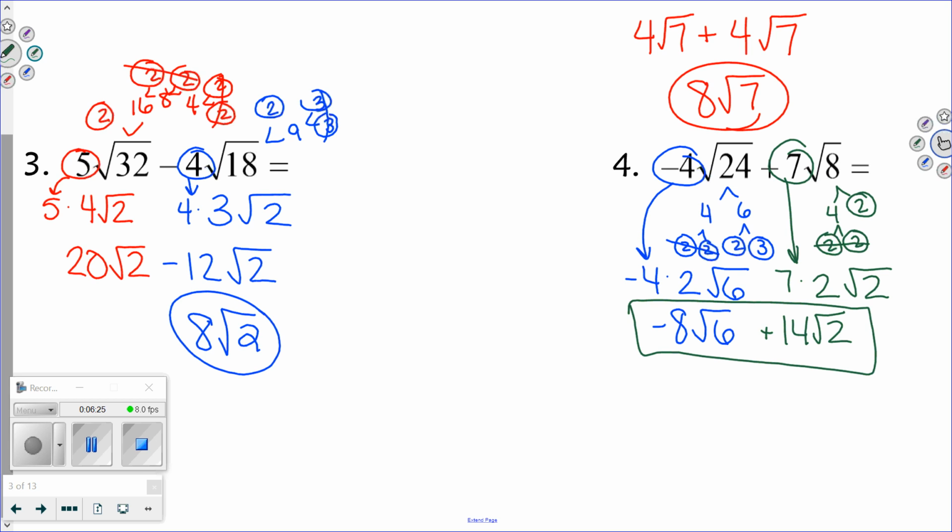All right, so is there any other questions on adding and subtracting radicals? Make sure they're the same, and if they're not, try to simplify them, and if they're still not the same, then you're done. But make sure everything is as simplified as possible.